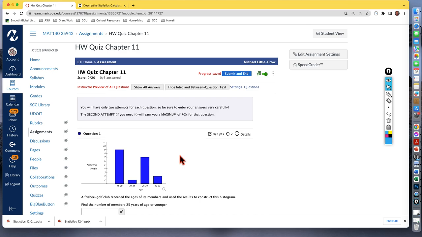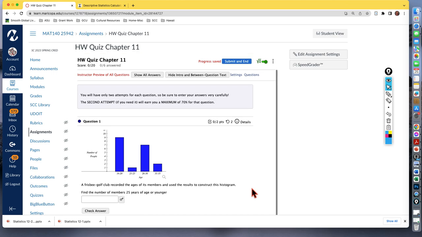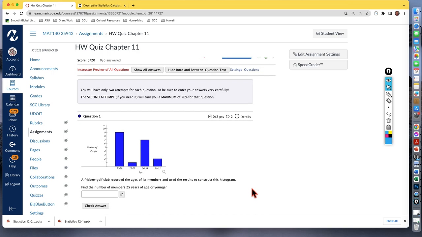There we go. Okay. So this first one, not really a calculation, but part of what we want you to do is be able to read the bar graphs. Okay. So a Frisbee Golf Club recorded the ages of its members and used the results to construct this histogram. Find the number of members 25 or younger. So how would we count that? Well, obviously we have the number of people on the side, and then the ages on the X, and the number on the Y.